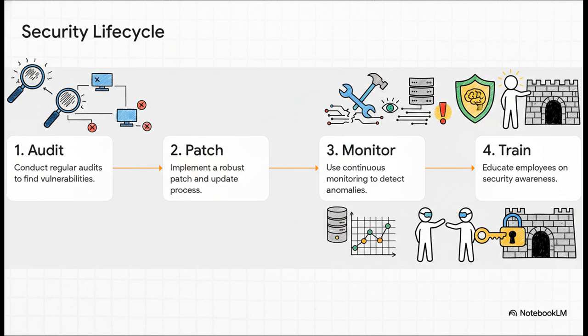Well, it's this life cycle. First, you audit regularly to find your weak spots. Second, you patch and update absolutely everything to close those vulnerabilities. Third, you monitor your network constantly to spot anything unusual. And fourth, and this one is so critical, you train your employees. The strongest tunnel in the world won't help you one bit if someone is tricked into just giving away the keys.